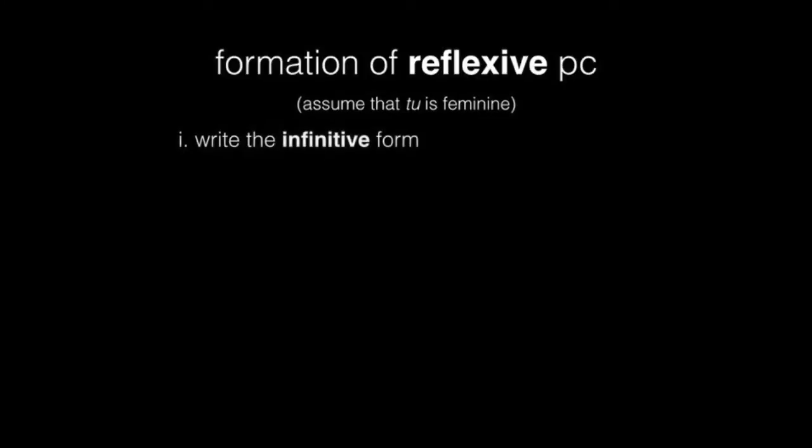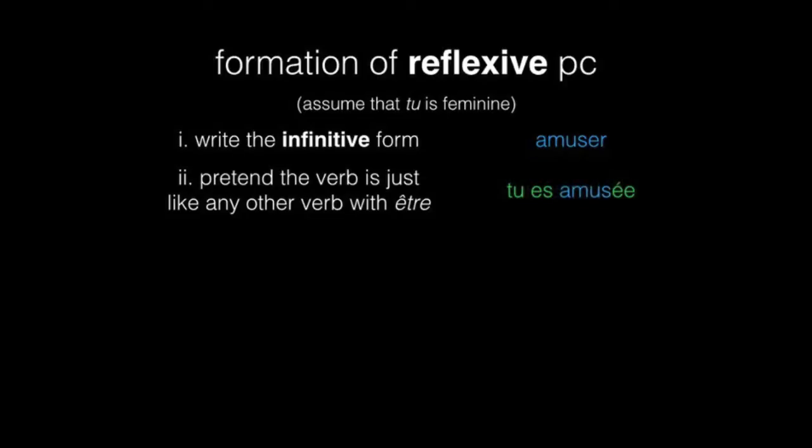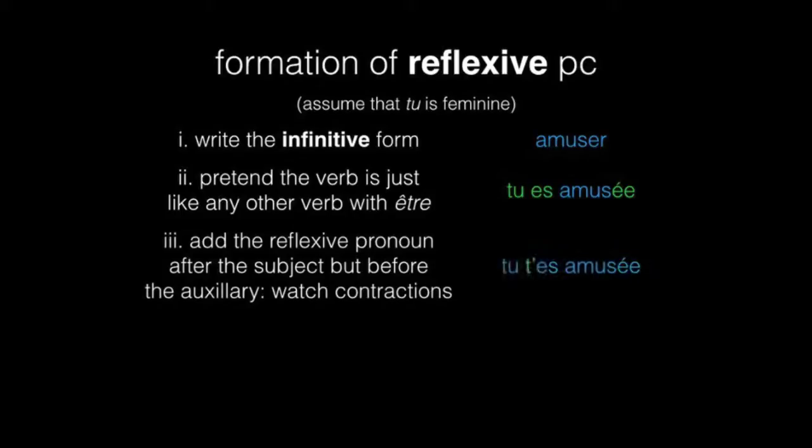Now let's check the formation of these reflexives. And I'm going to use tu as an example here, but assume it's feminine. Step 1, always write the infinitive. Step 2, pretend the verb is just like any other verb with être. So we're doing tu es amusé. So it's just like any old être passé composé. But now we're going to add the reflexive pronoun after our subject, and as always, we should watch contractions, which in this case we do, because te and es can be combined. And just like that, we arrive at our answer, tu t'es amusé, or you had fun.